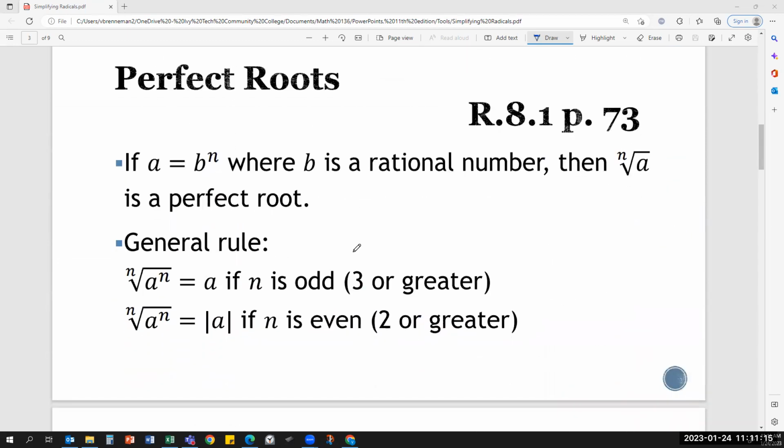So perfect roots: if there's a rational number that you can multiply by itself that many times to get the input, then that's a perfect root.